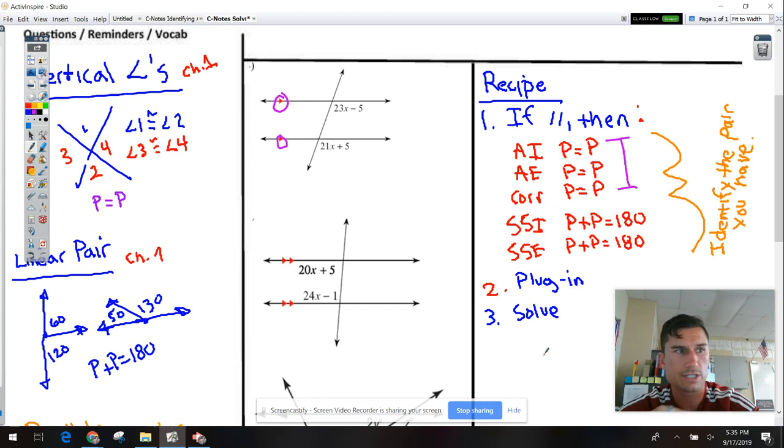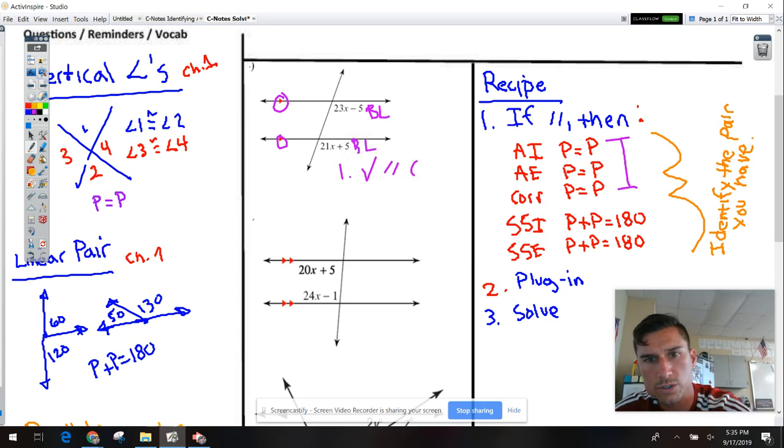So let's take a look at this. So the first thing we do is, do we have parallel lines? So yes, we do have parallel lines. Then we're going to identify the angles. So we have the bottom left corner. Those are corresponding. So that's going to trigger the P equals P. Now we can take our 23x minus 5 is equal to 21x plus 5.